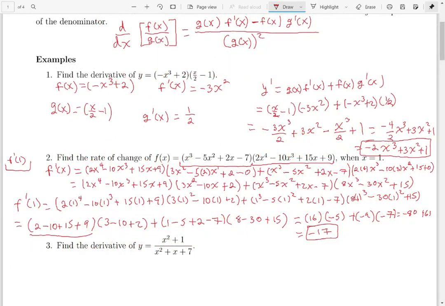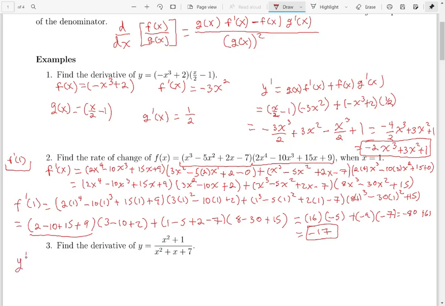Now to find the derivative of a quotient. And so, once again, you do have to be careful, because remember that this is the denominator times the derivative of the numerator minus the numerator times the derivative of the denominator, all divided by the denominator squared. Alright, so that's our derivative.